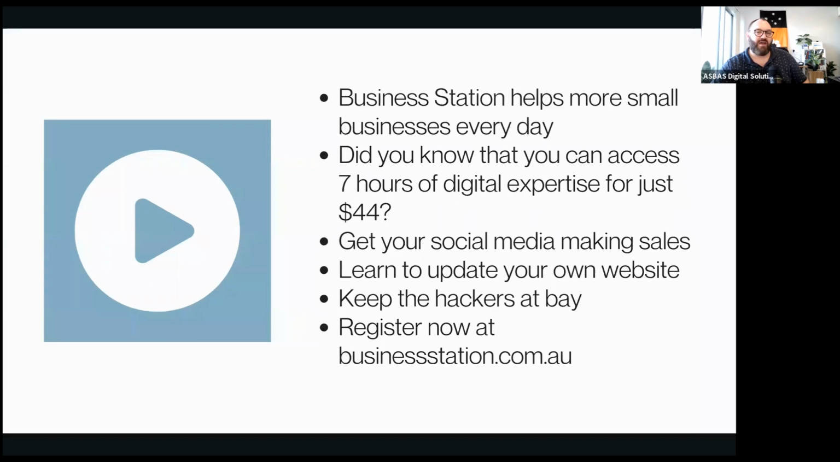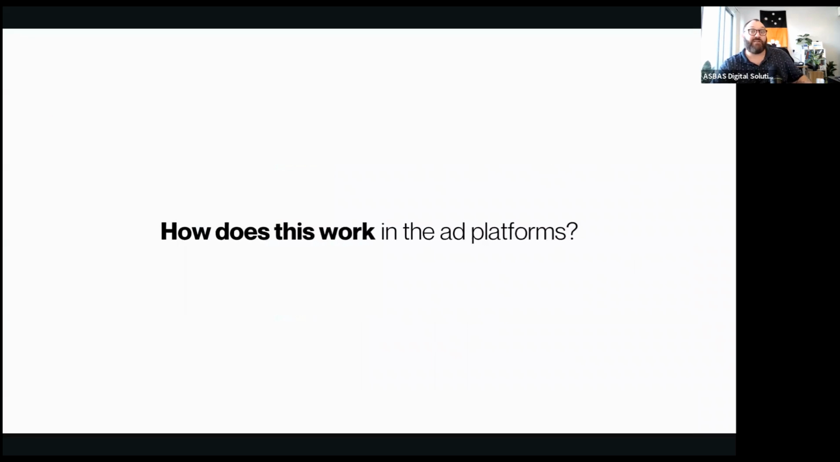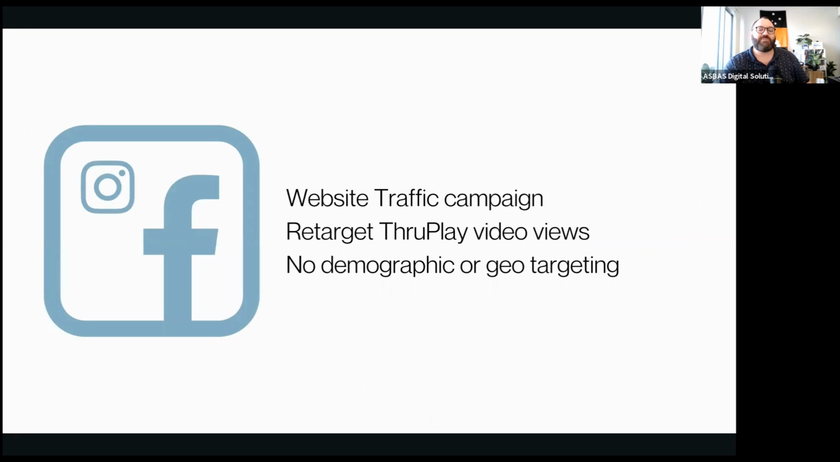So it's not hard to write these things and get them into those 3 and 5 second thresholds. It's not hard at all. So how does this work in the ad platforms at this level? Well, we use website traffic campaigns on Facebook Ads Manager. And then we retarget what is called ThruPlay video views, which is 25% of a video. So if you've got, say, a 1 minute long video, this retargets new ads to the people who have already viewed 15 seconds of your 1 minute ad. So ThruPlay is 15 seconds, or a quarter, or 25% of the video length.